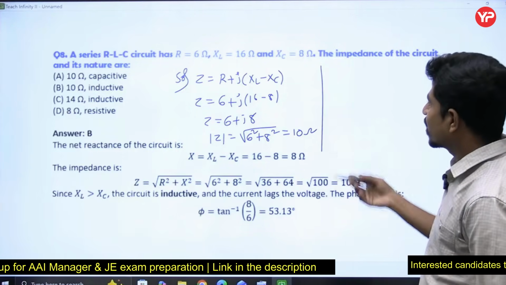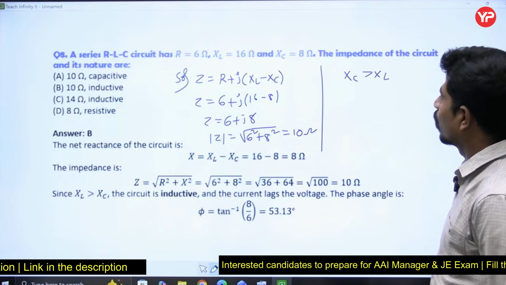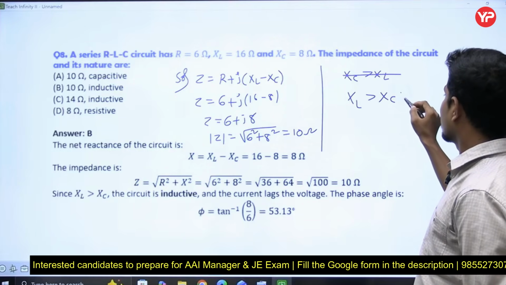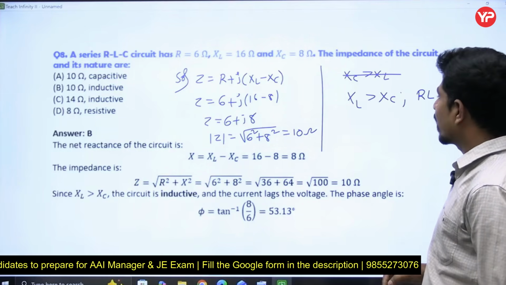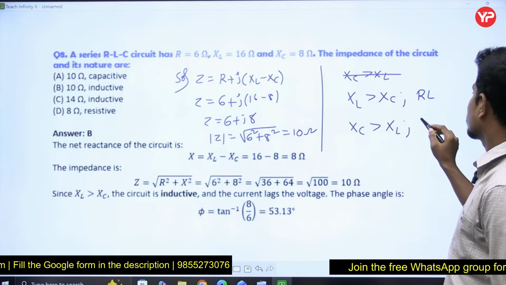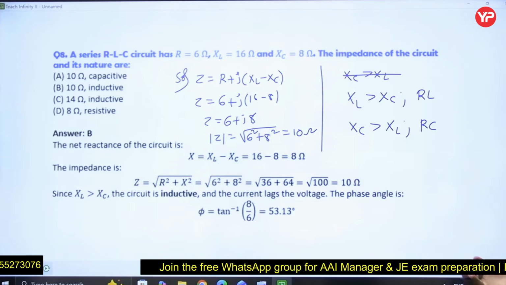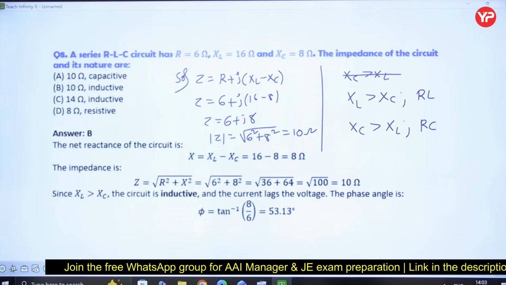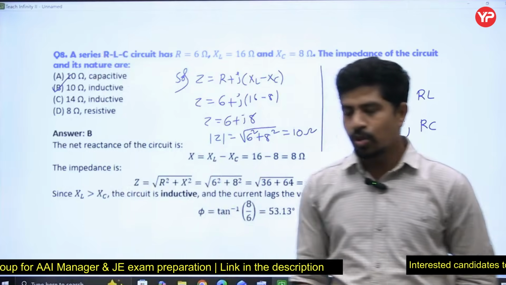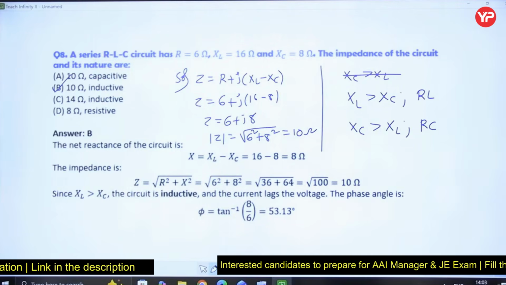So the nature is here, XL is greater than XC. Now the circuit is going to behave like RL nature. If XC is greater than XL, it behaves like RC nature. RL nature and RC nature, right? So it's going to be 10 ohm and inductive in nature. Why? XL is greater than XC. To remember, XL is greater than XC, it is going to behave like RL nature, right?